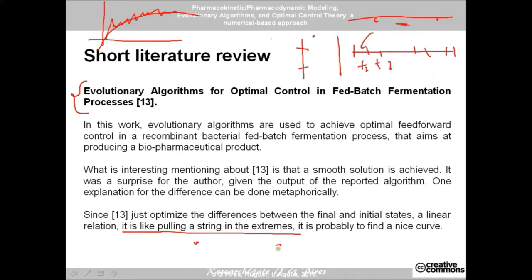So he was working with fermentation, and he wants to optimize the weight of the final product, and he had a maximum capacity of the bioreactor, and he wants to use the bioreactor in the best way and to optimize the final product value. So he just takes the difference between the initial and the final value. It's like pulling a spring, you just have to stretch the spring. In my case, you have a spring with several points that can move in the middle, so the difficulty will not be a linear relation. So it's one explanation I found why my result was different from the result of the second author.